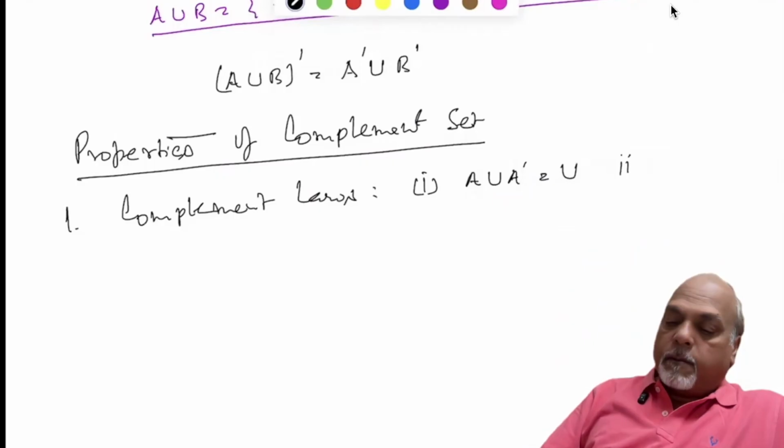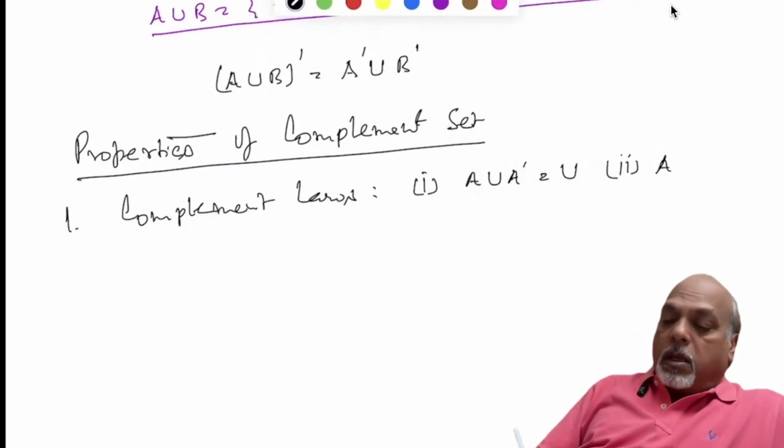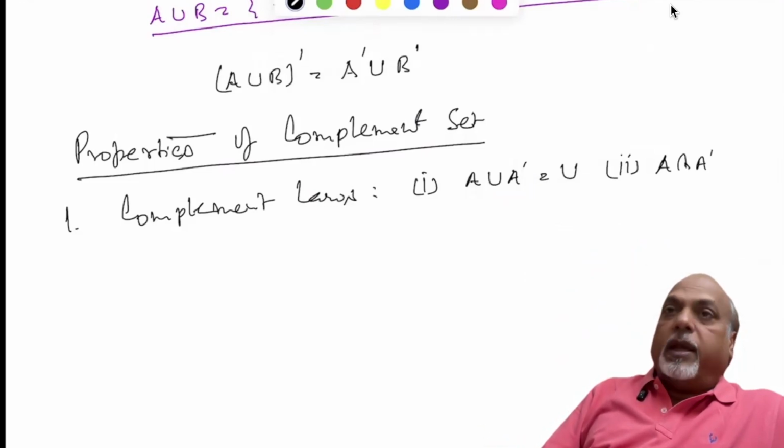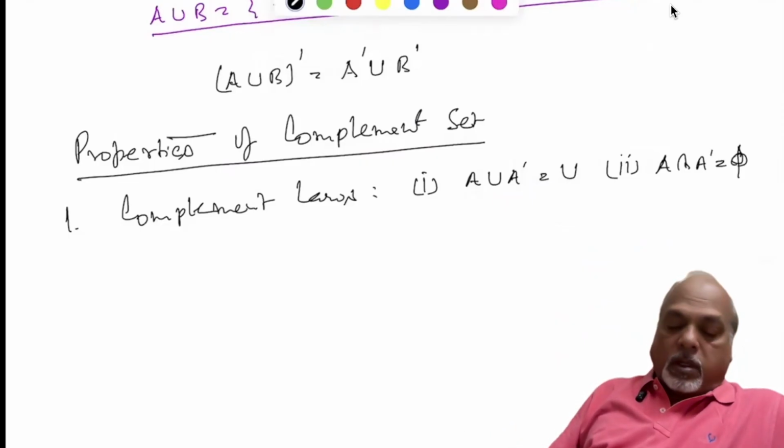Then another thing is A intersection A dash is nothing but phi, because they are disjoint sets.